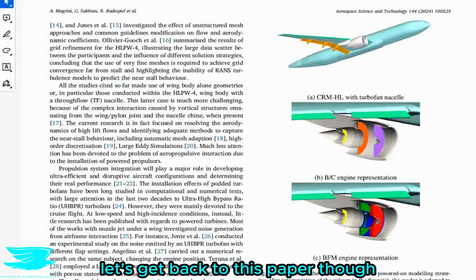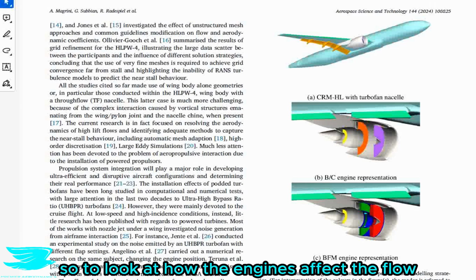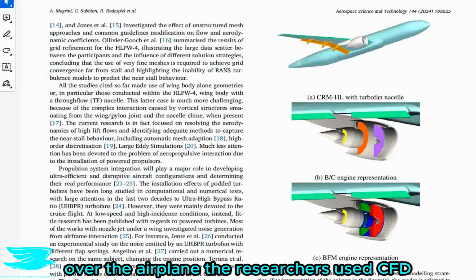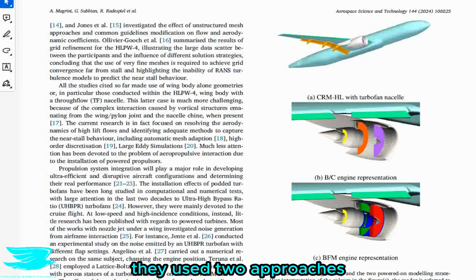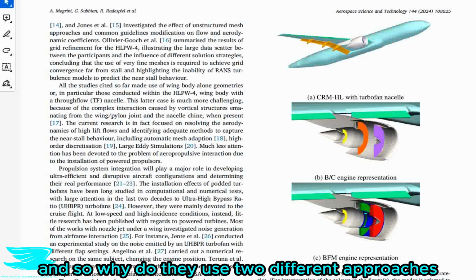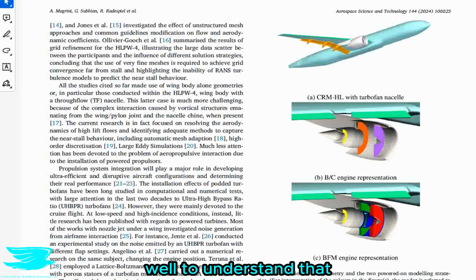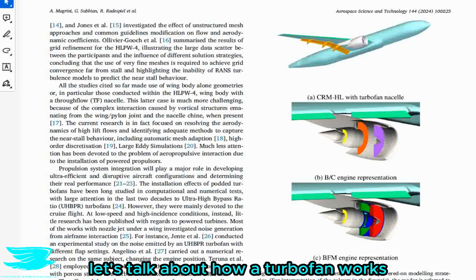Let's get back to this paper though. So to look at how the engines affect the flow over the airplane, the researchers used CFD, and to model the operation of the turbofan, they used two approaches. These two general approaches can be seen in figure 1. And so why did they use two different approaches? Well, to understand that, let's talk about how a turbofan works.